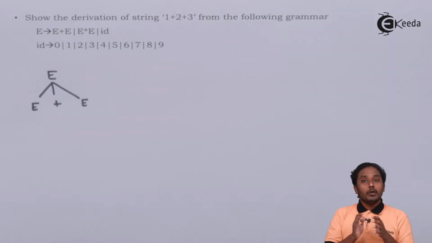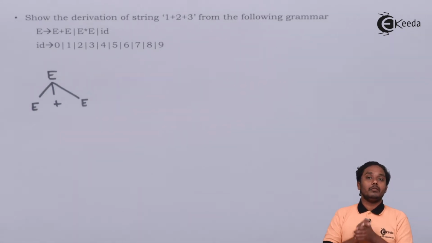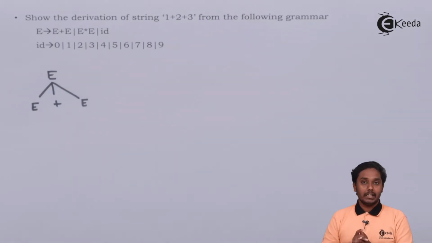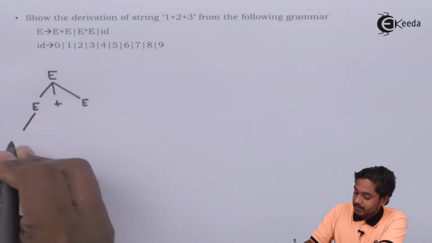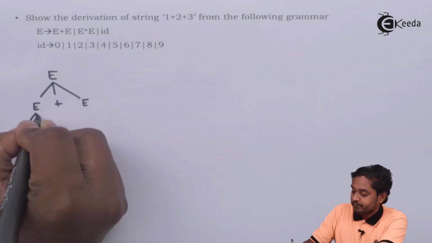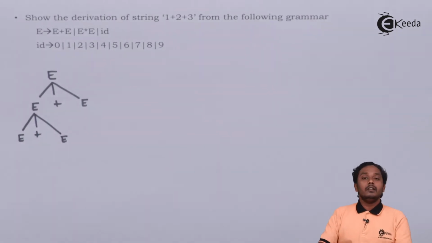Now for producing the second plus, you may use a left E or you may use a right E, depending upon your choice. Now there is some problem with this grammar. That is why there is this ambiguity of whether we should go with the left E or with the right E. So for now, let us go with the left E. You can see that we have produced two plus symbols. Now we are left to produce the symbols 1, 2 and 3.